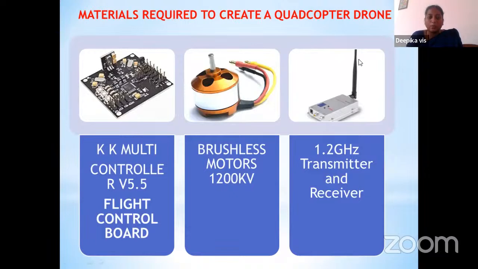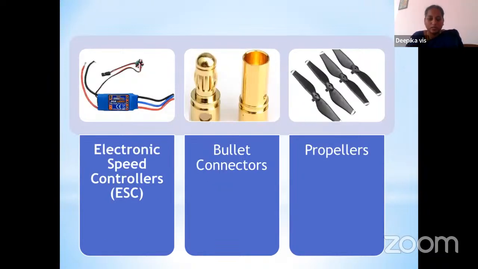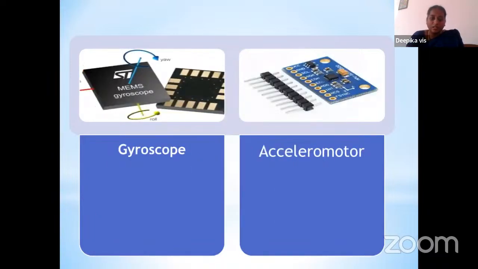materials required to create a quadcopter drone. Multi-controller: the first one, it is like the motherboard of a CPU. Then brushless motor, it is 1200 kilowatts, and transmitter and receiver. Then ESC, which means electronic speed controller. Then bullet connector, then propellers, then gyroscope and accelerometer.